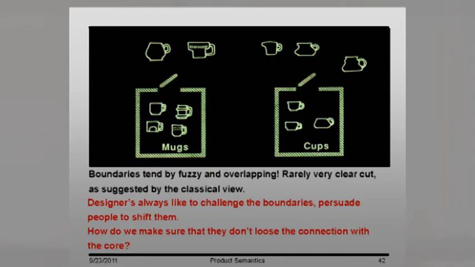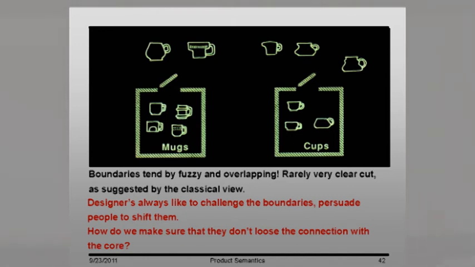Opportunity comes from the fact that there is a fuzzy boundary. And the purpose of design is to challenge that boundary to get a new entry. It's not to do mainstream, but to create something new, right? So you challenge that boundary and bring something new in. They always challenge the boundaries and persuade people to shift them.